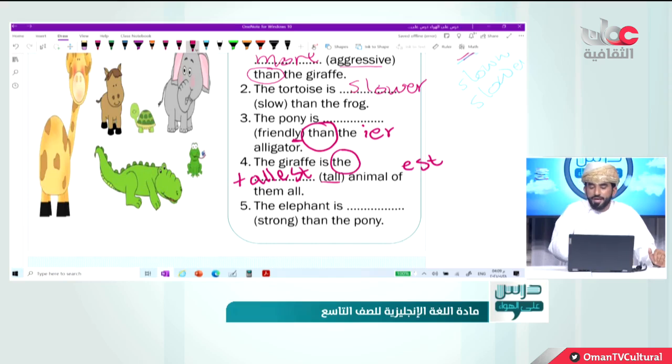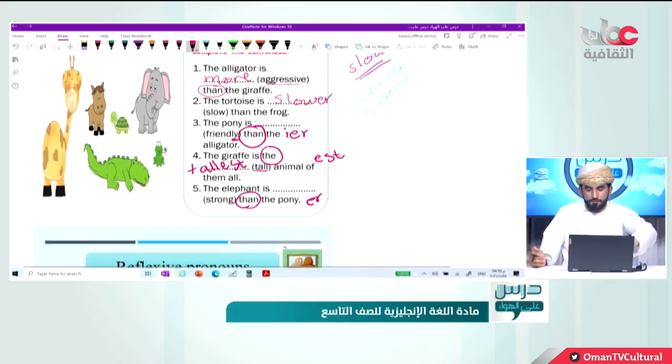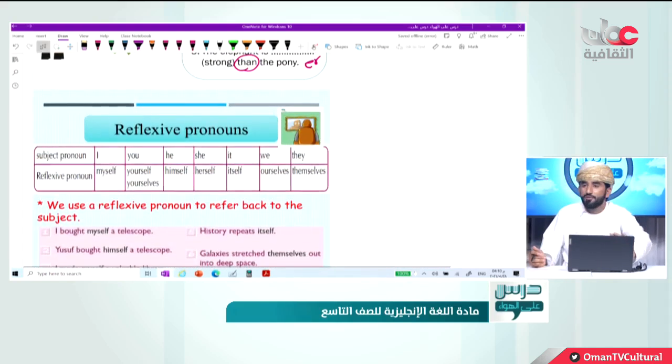And then number five, the elephant is what? Again, "than." Are we talking about comparatives or superlatives? Comparatives. Strong. Is it one syllable or two or three or four? One syllable. What should we do? We add ER. Exactly. Excellent job, all of you. That's the spirit. That's what I'm talking about. Very nice, students. Stay focused.